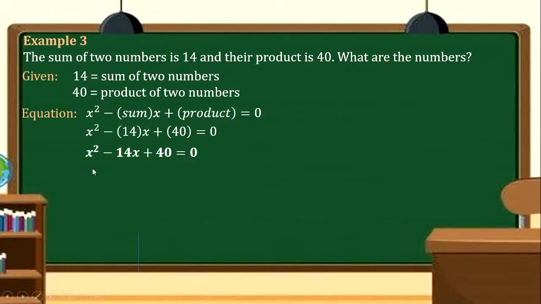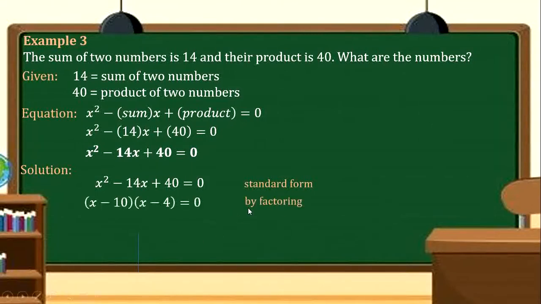So, therefore, ang equation natin ay x squared minus 14x plus 40 equals 0. Okay, for the solution, this is in standard form already. So, by factoring, we have x minus 10 and x minus 4 as the factors, and then equal kay 0.